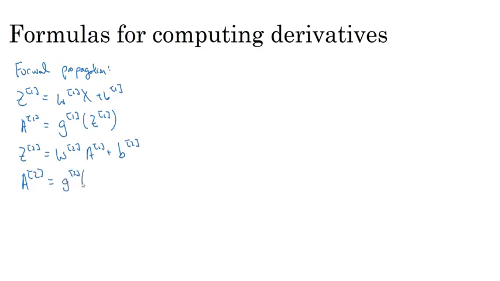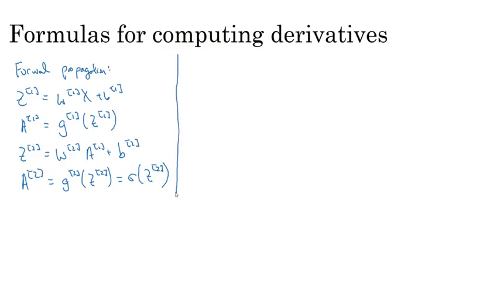A2 is equal to g2 of Z2. But again, for now, if we assume you're doing binary classification, then this activation function really should be the sigmoid function. So I can just fill that in here. So that's the forward propagation, or the left to right forward computation for your neural network.